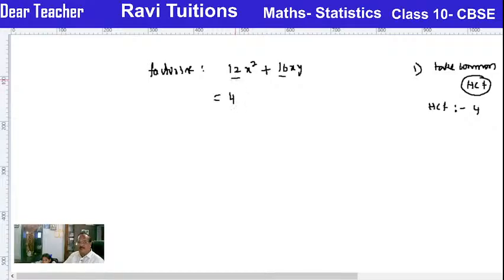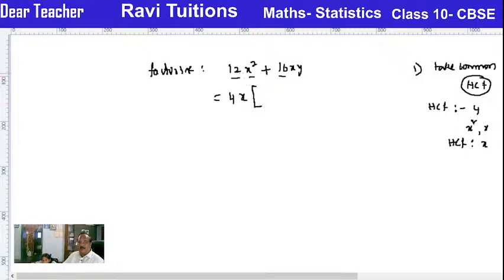That means these are the numericals. Now x square and x, what is the HCF of x square and x? The highest we can take is only x. And y, there is only one y, there is no factor, so you take out 4x.